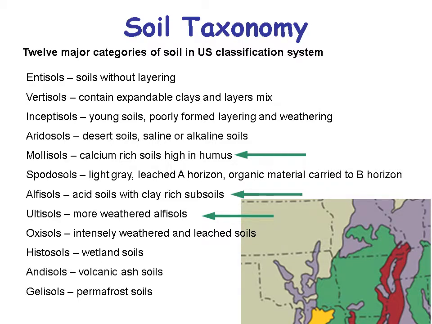Ultisol is a more weathered alfisol, and so we see the green ultisol in most of Arkansas. It's not a very good soil because it's so weathered. And then an inceptisol is a young soil, and you can see that going down through the Mississippi River Valley, and it's rich, but it's a young soil.